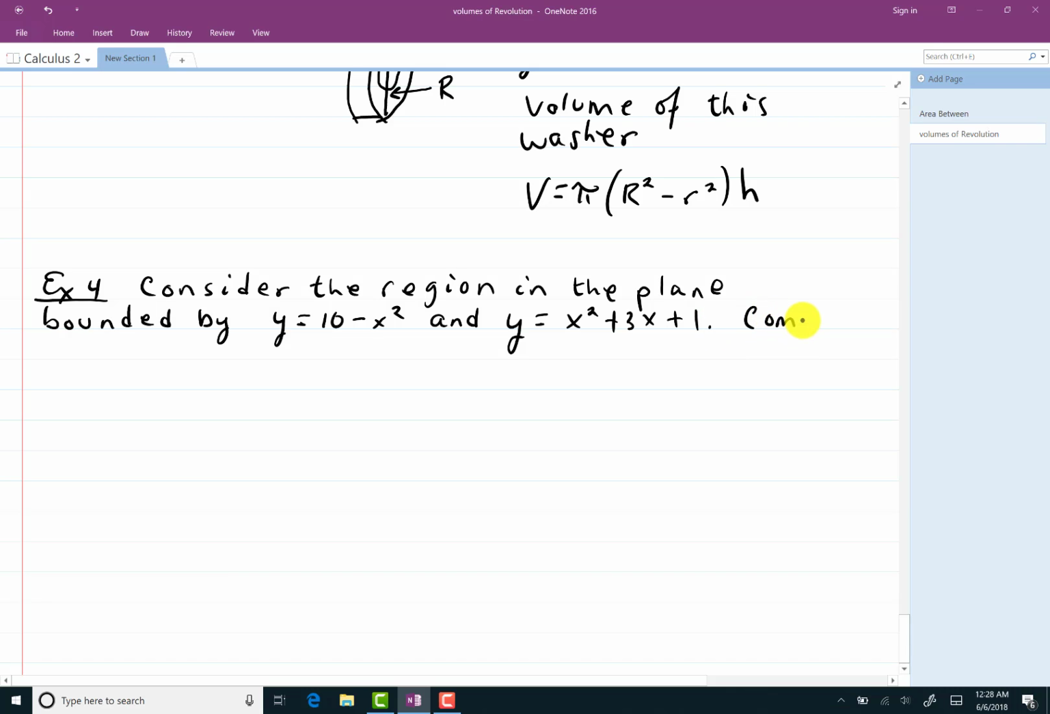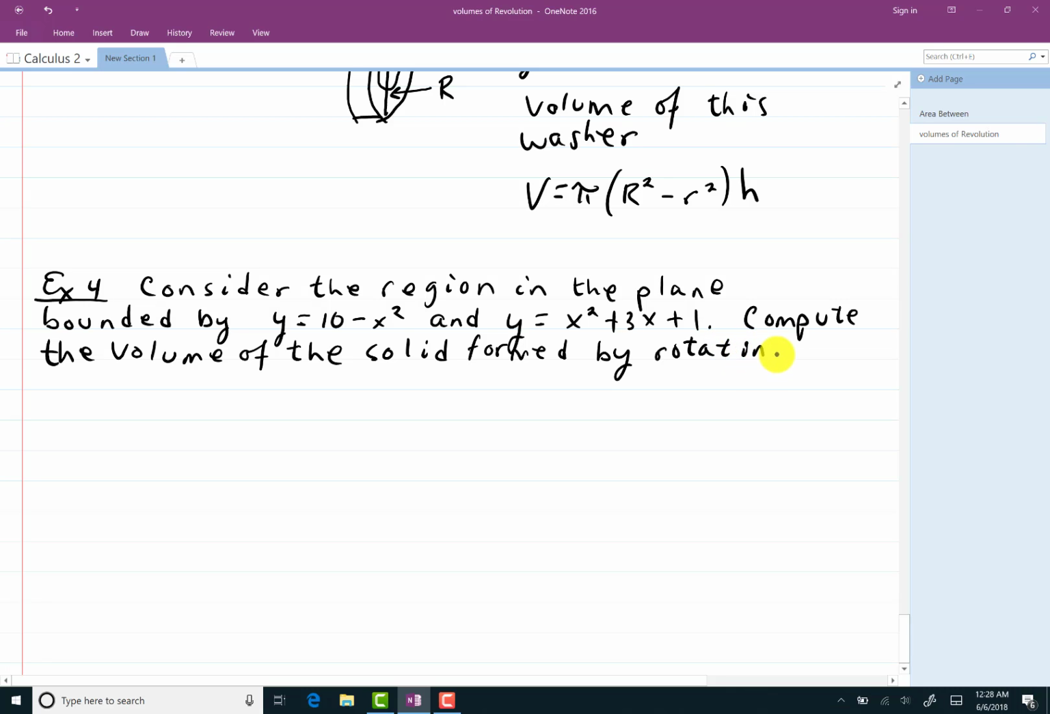Compute the volume of the solid formed by rotating the region about the line y equals 11.